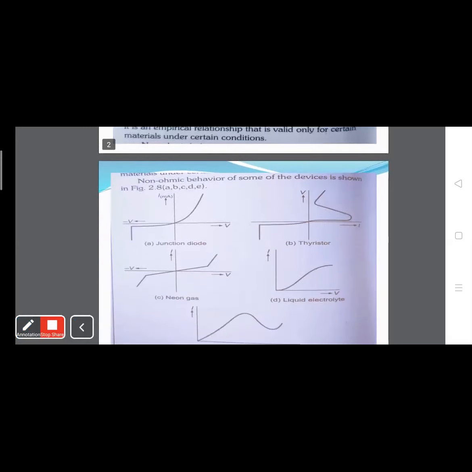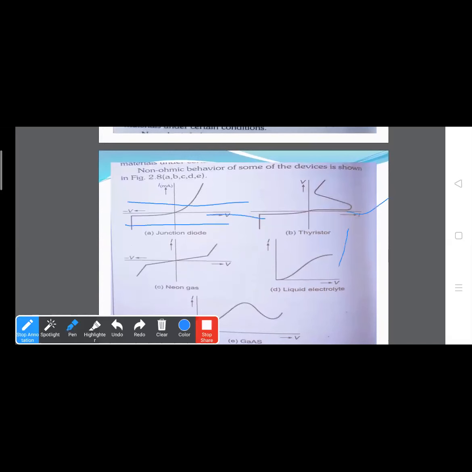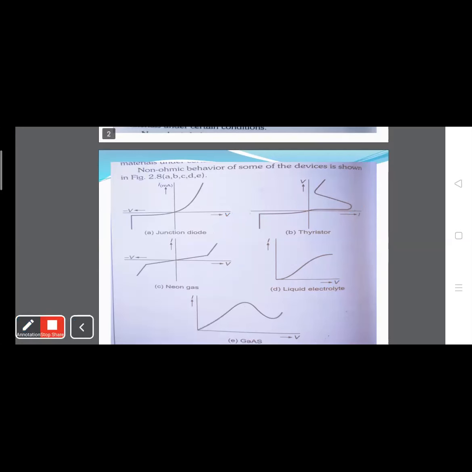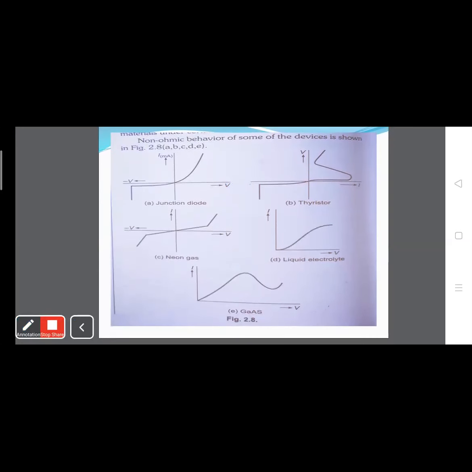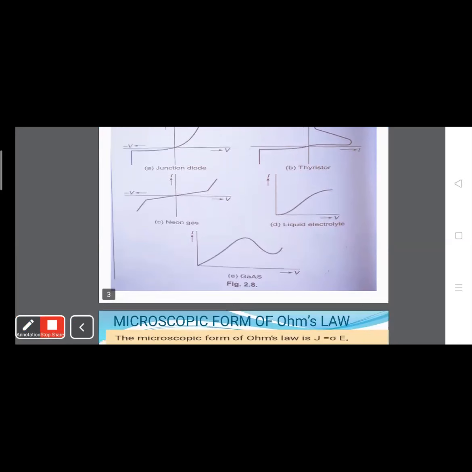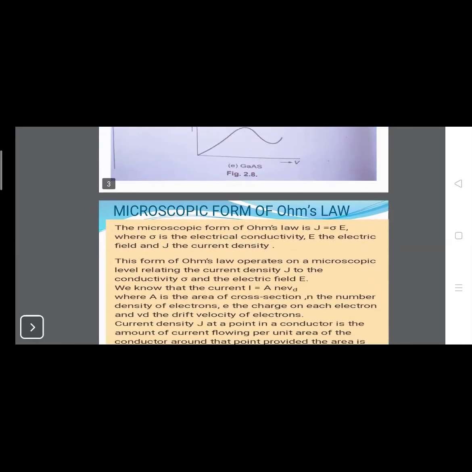So these are some graphs shown in the figure of the non-ohmic behavior of some devices. The first graph is for a junction diode, the second graph is a thyristor, the third is neon gas, the fourth graph is an electrolyte, and the last one is the gallium arsenide graph. Clear? These are graphs for the non-ohmic behavior of some devices. So this was something about ohmic and non-ohmic conductors.